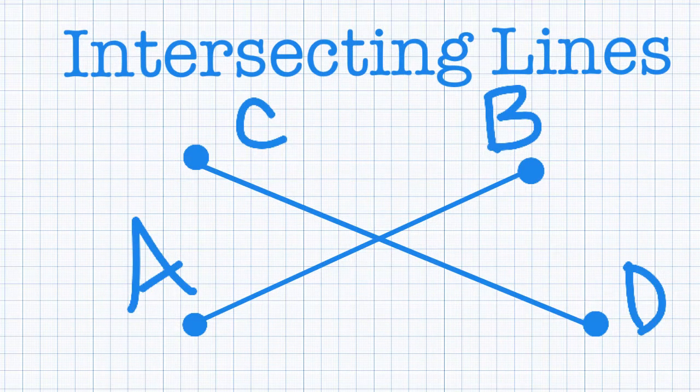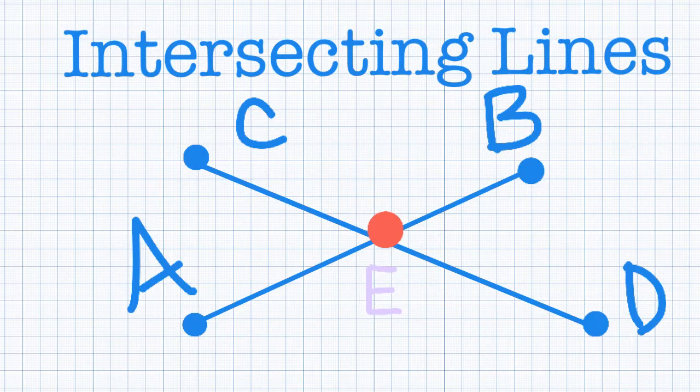Now here we can see angles forming, and that's due to the lines intersecting. So I have two lines, lines AB and lines CD. And the other component of an angle is the vertex. So the vertex is where two lines intersect to make an angle. So let's label this as E.